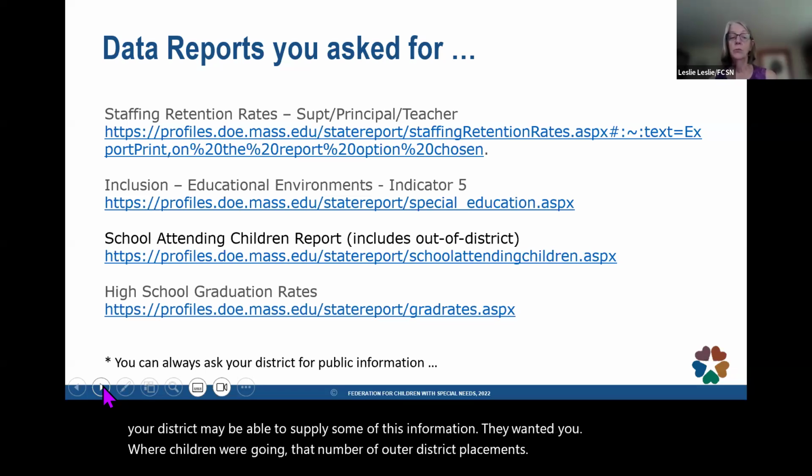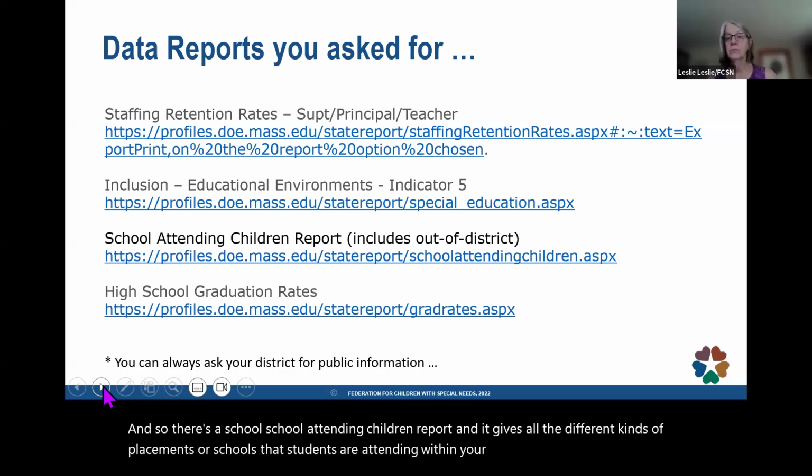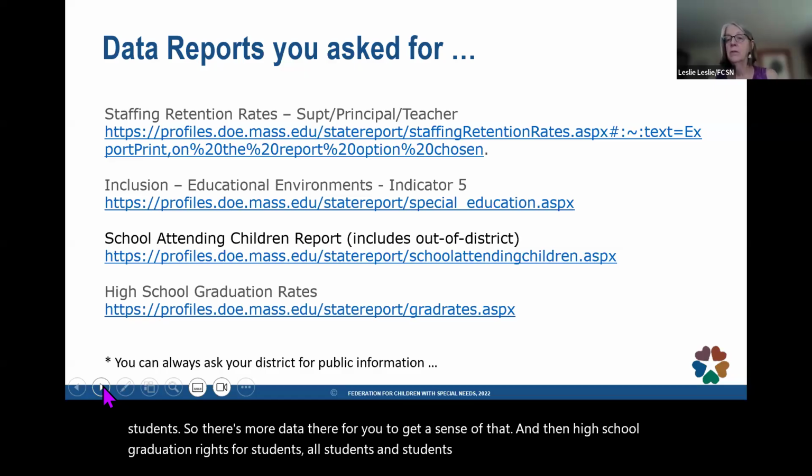And so there's a school attending children report, and it gives all the different kinds of placements or schools that students are attending within your district, including homeschool students. So there's more data there for you to get a sense of that. And then high school graduation rates for all students, students with disabilities, and other subcategories. These are reports that are available.